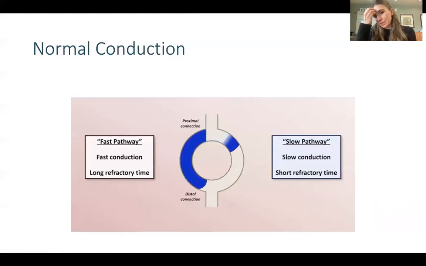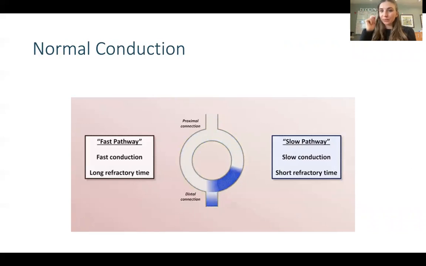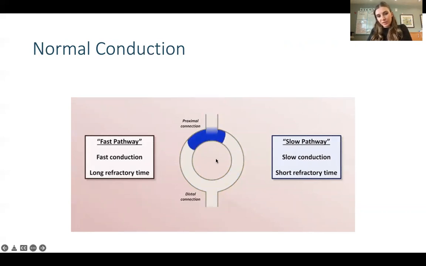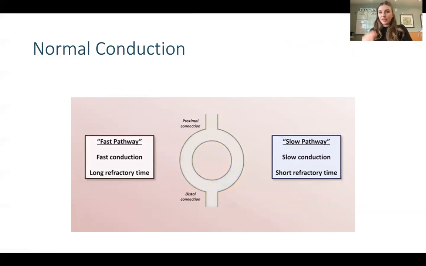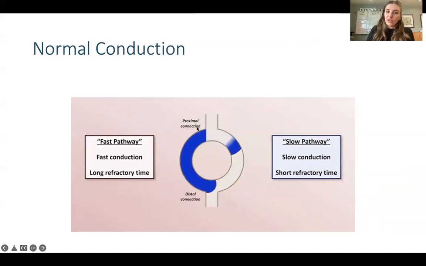I'm going to go through this mechanism, and it's quite complex, so stick with me here. The first way to understand this is, say this circle right here that I'm on with my cursor is the AV node. And in some of our AV nodal tissue, we have these two pathways that circulate to get to a distal connection. There's two different pathways that get through this.